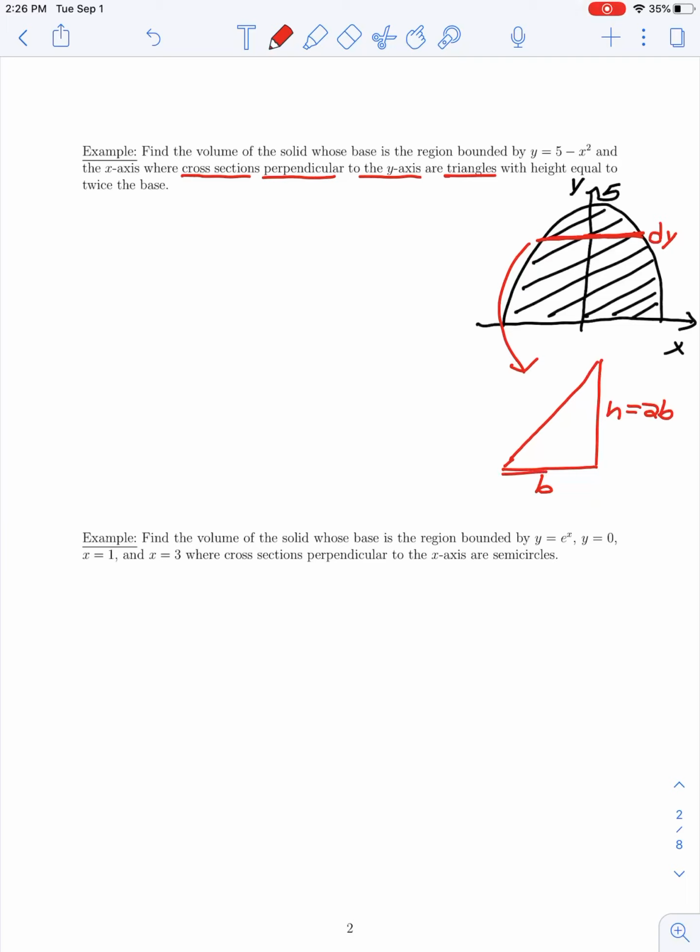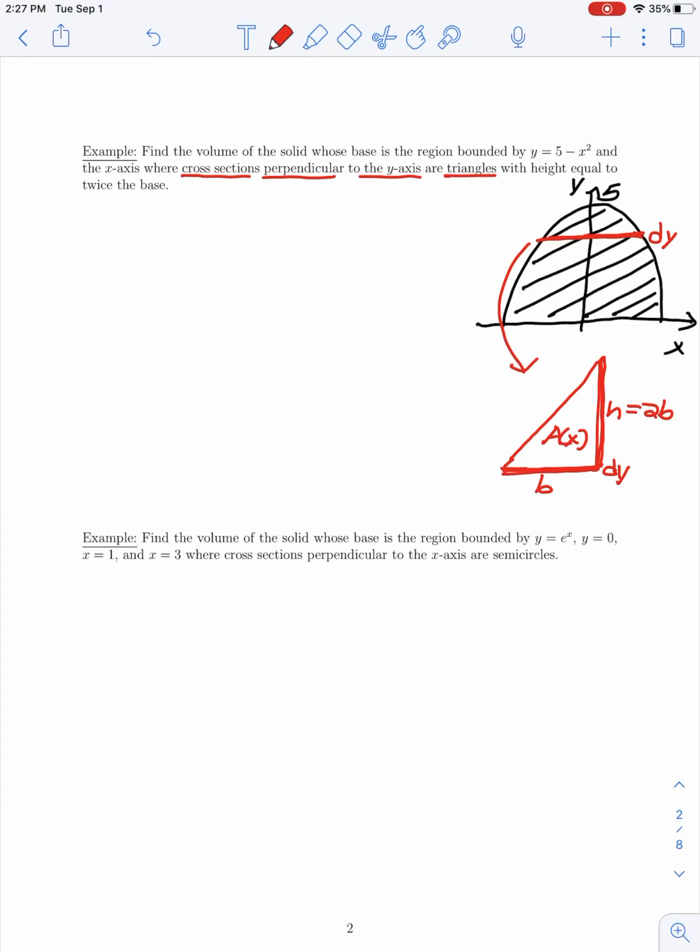So this base of my solid corresponds with the base of my triangle, and then this slice has a very thin thickness, which is what we were calling the differential of y. So in order to use this method, I need to be able to find the area of this cross-section. So let's think about how to find the area of a triangle.